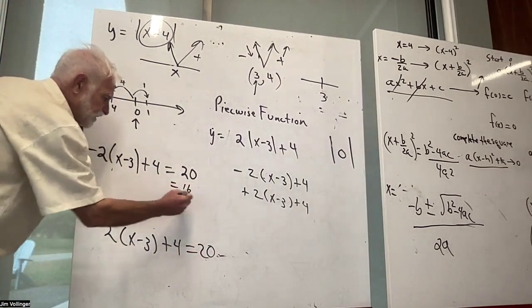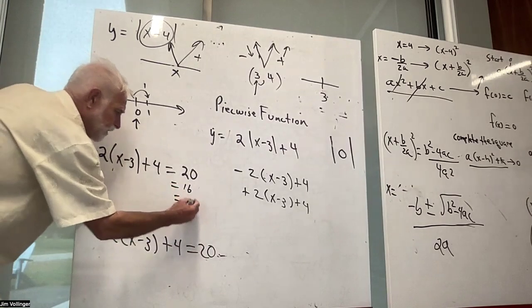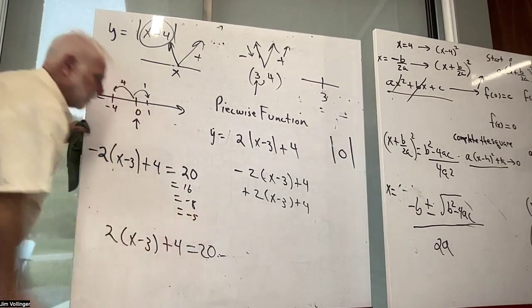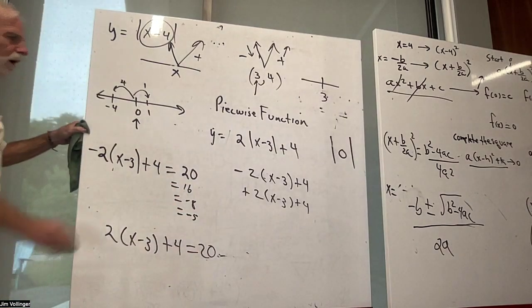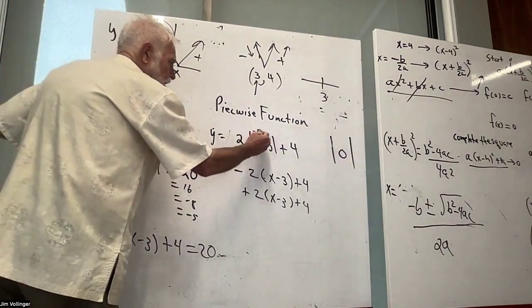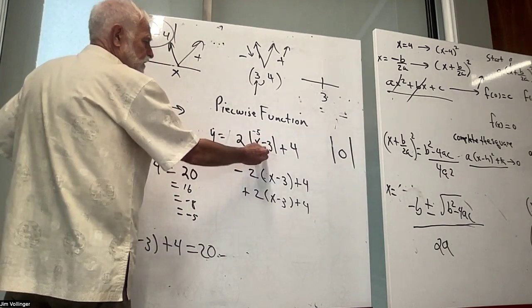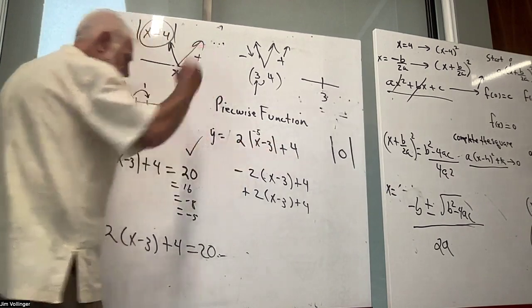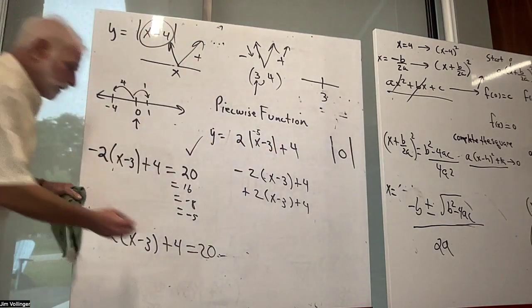We're subtracting 4, there's 16. We're dividing by -2, there's -8. And I'm adding 3. There's -5. -5 should work in this problem. Let's take a look. -5 minus 3 is -8, the absolute value is 8. 8 times 2 is 16, plus 4 is 20. That works.